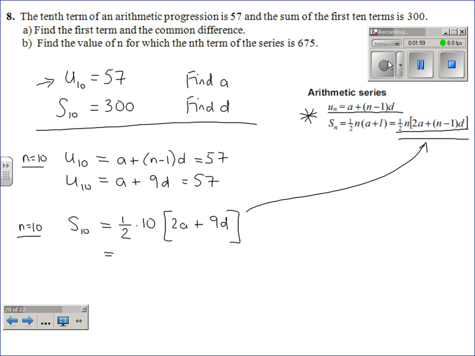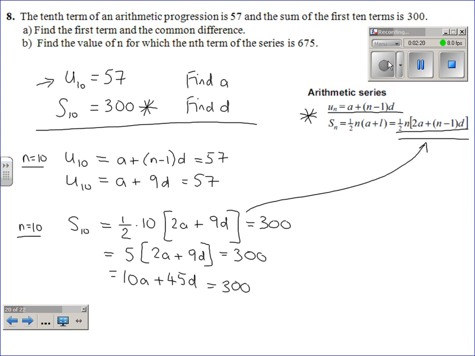A half of 10 is obviously 5. So we've got 5(2a plus 9d). And then if we just expand that bracket, you've got 10a plus 45d. All of this, and I should have really written it at the first line, is equal to 300, going back to the original information given in the question. So at this stage, you should have a little look at what you've got, and you've got two equations with two unknowns. So you should be thinking simultaneous equations, and if you are, then you're spot on.